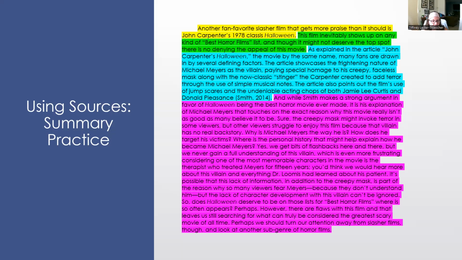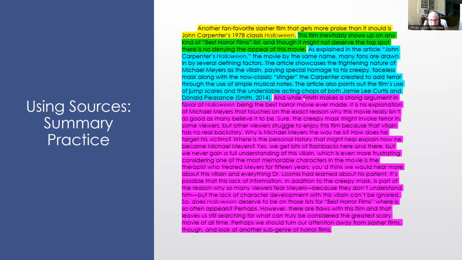So does Halloween deserve to be on those lists for best horror films where it so often appears? Perhaps. However, there are flaws with this film, and that leaves us still searching for what can truly be considered the greatest scary movie of all time. Perhaps we should turn our attention away from slasher films, though, and look at another subgenre of horror films. Right?